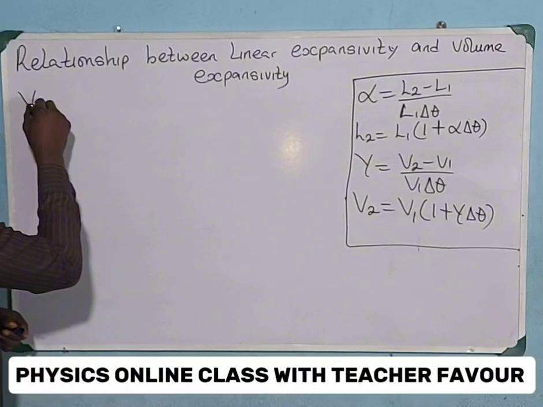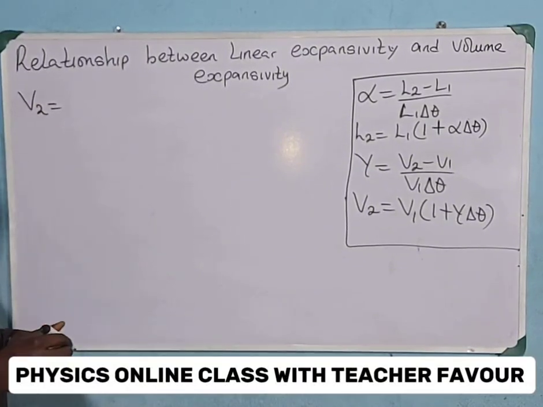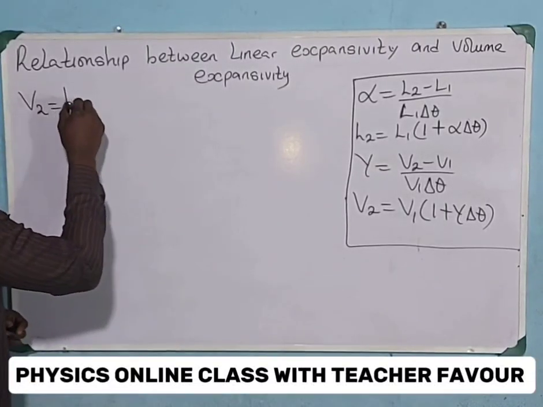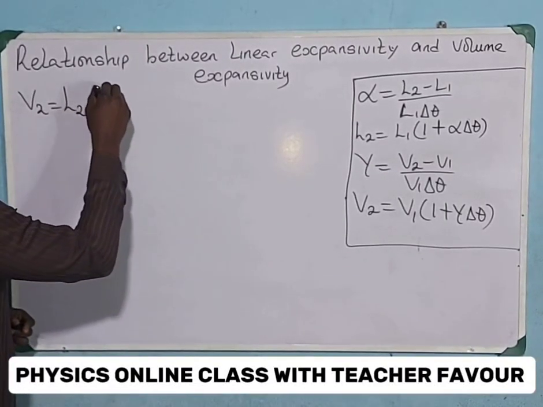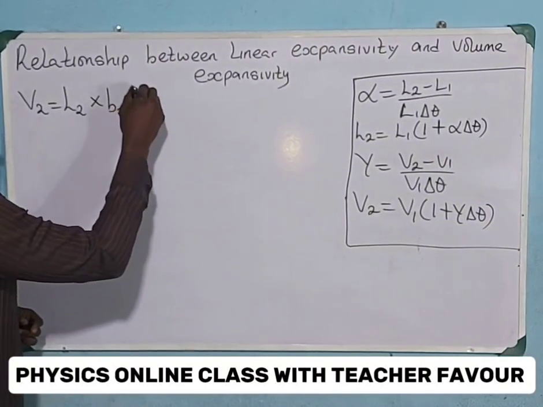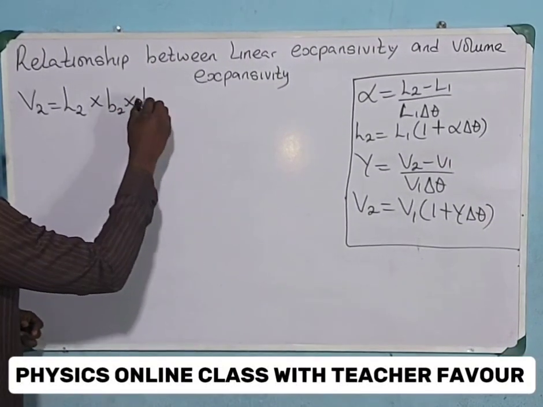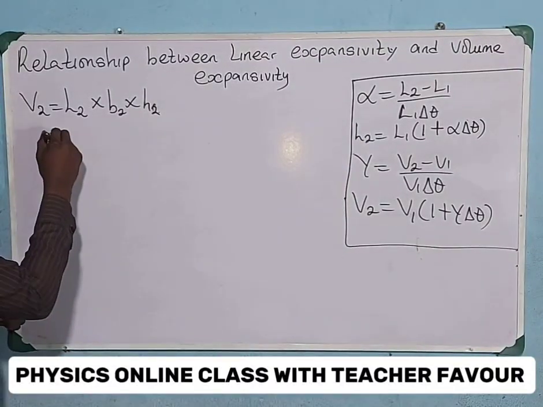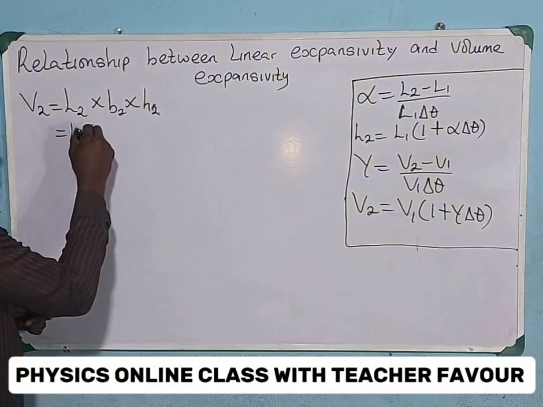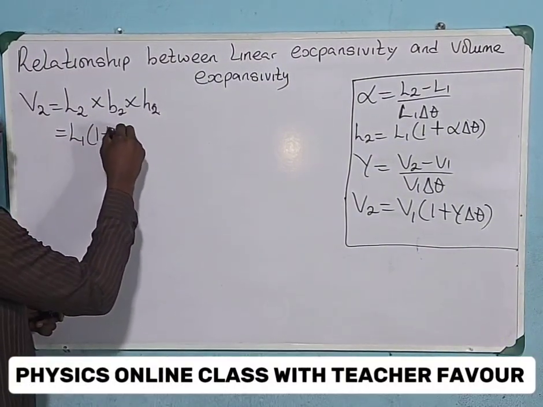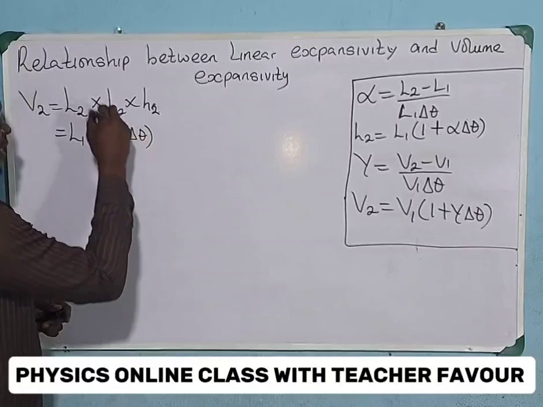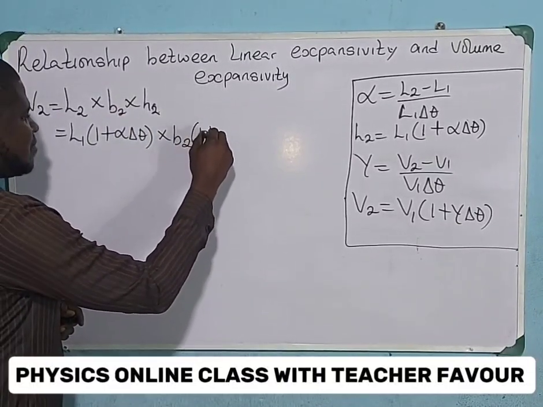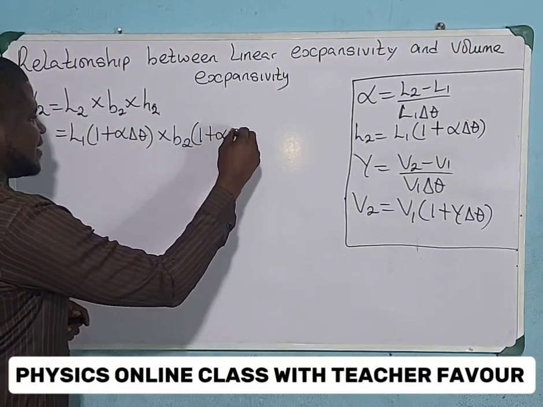V is the final volume. And what's the formula for finding volume? Volume is equal to length times breadth times height. So here will be final length times final breadth times final height. L2 is equivalent to this. So we are going to have L1 brackets 1 plus alpha delta theta. In the same way, this is equivalent to B2, brackets 1 plus alpha delta theta.